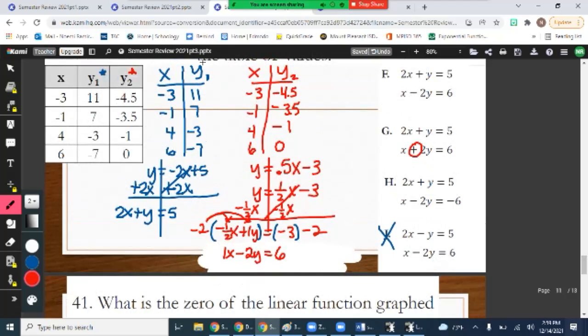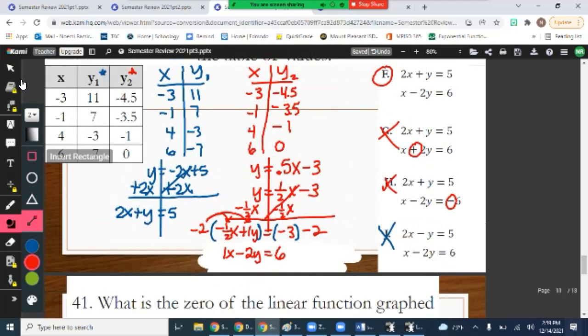X plus 2y, not it. X minus 2y, -6, not it. That is your answer, it is F. Okay, that is the shorter way.